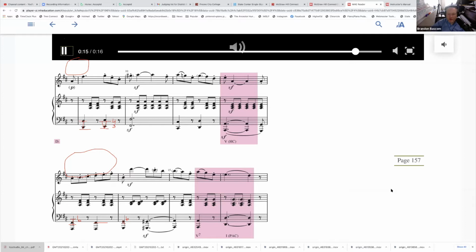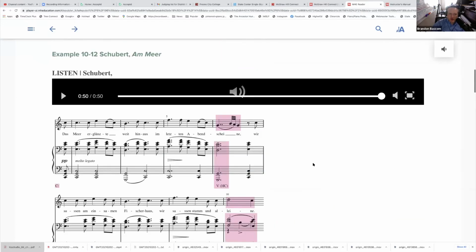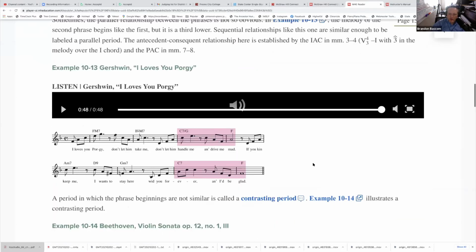So totally different, right? Not parallel at all, right? Totally new material.